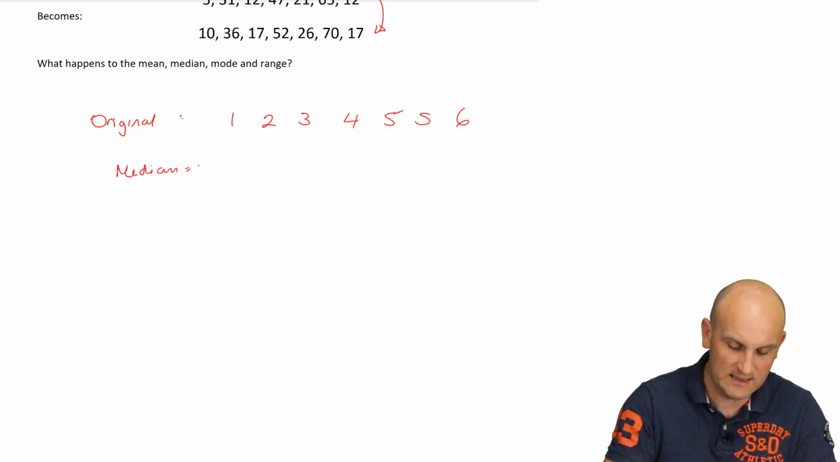The median is the one in the middle, and automatically I can see that the median is going to be 4. What is my mode? Well, we know the mode is the most common, so that's 5.